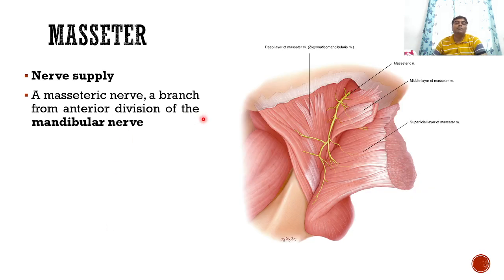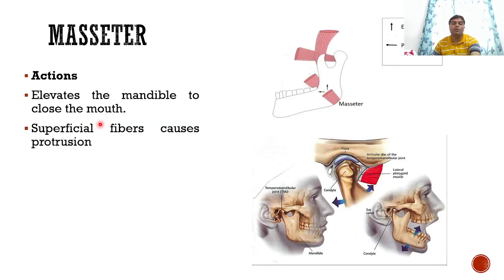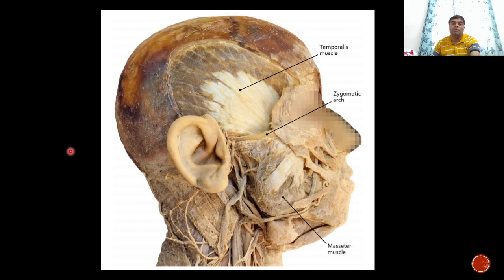So, nerve supply of the masseter muscle is also from the mandibular nerve through its masseteric branch, which is a branch from the anterior division of the mandibular nerve. Coming to the action, masseter is also helping in closing the open mouth, and its superficial fibers are helping in protrusion of the mandible.